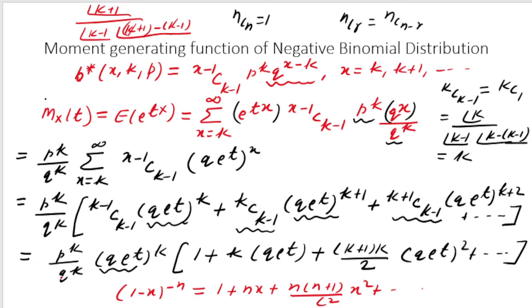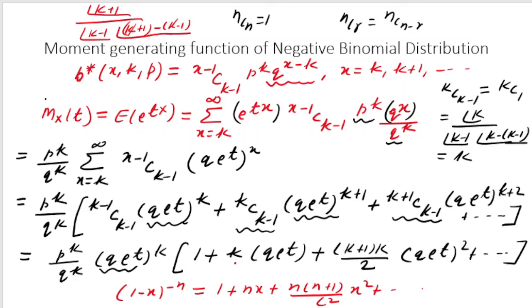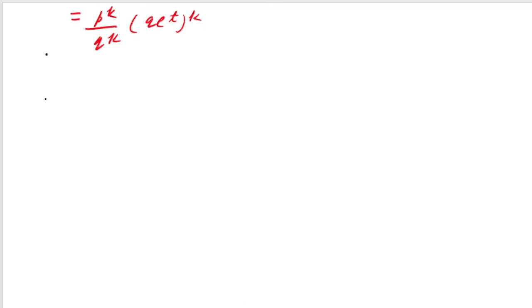This will look like the first term here is p to the power k by q to the power k. So I write p to the power k by q to the power k. Second term is q e to the power t whole to the power k, and this expansion can be seen as 1. So if I just for your convenience write it, this can be seen as 1 minus q e to the power t whole to the power minus k. So I'm just going to write that in the next page. So this will be 1 minus q e to the power t whole to the power minus k. So I'm now concluding this thing.